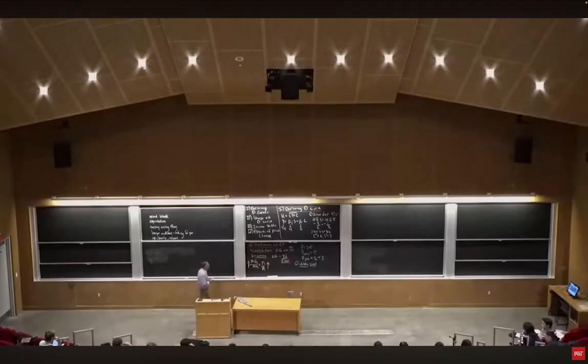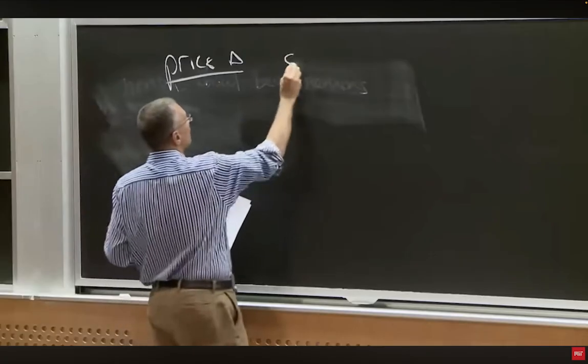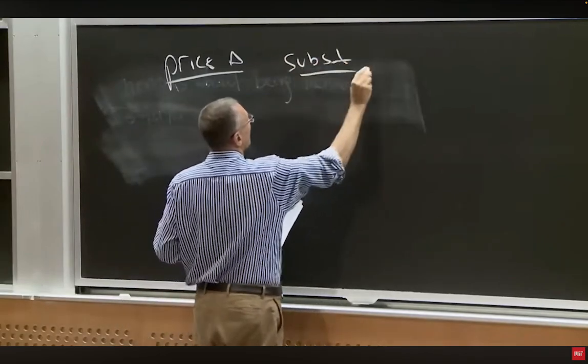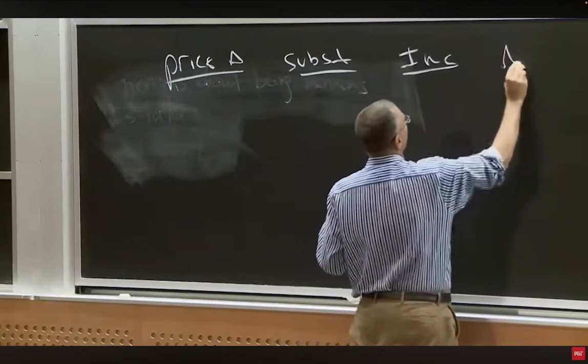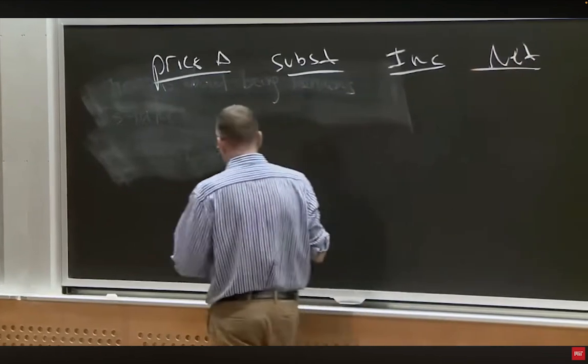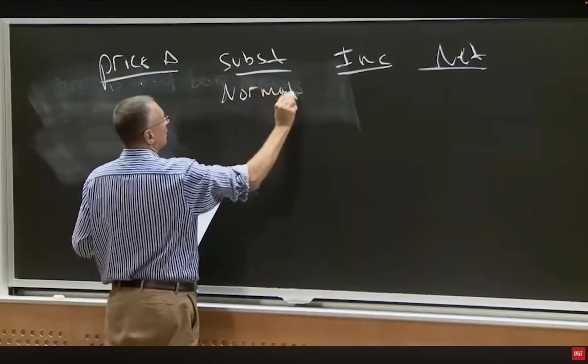So where does this leave us? Let's draw a chart here to explain this all. Okay? So let's imagine we're going to have here the price change, the substitution effect, the income effect, and the net effect. Okay? And we're going to start with normal goods.